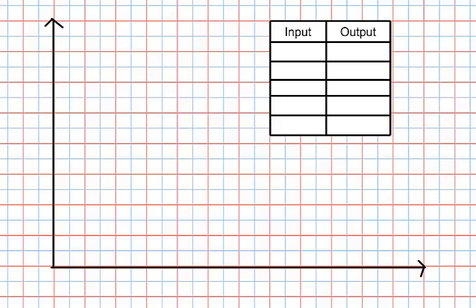We can also graph input and output tables. In this input table, the X is considered always the input because that's what's going in, and the Y is the output. Remember, on our graph, the X is the horizontal axis, goes across, and the Y is the vertical axis. We always start at the origin of 0. Let me fill in the table here, and then we're going to go ahead and graph the table.